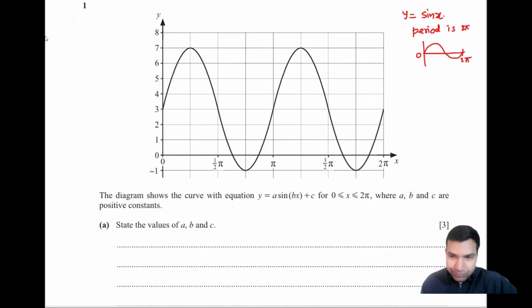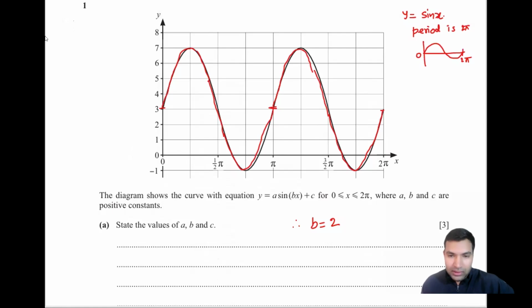Now, similarly, this particular graph which is given to us, if I compare it with the reference graph of y equal to sine x, what do I see? This is one complete cycle, and it starts from 3 and ends at 3, from 0 to pi, isn't it? And then there is another wave from pi to 2 pi. So basically there are two waves from 0 to 2 pi. So what will be the period? Period will be pi, and therefore the b value is equal to 2.